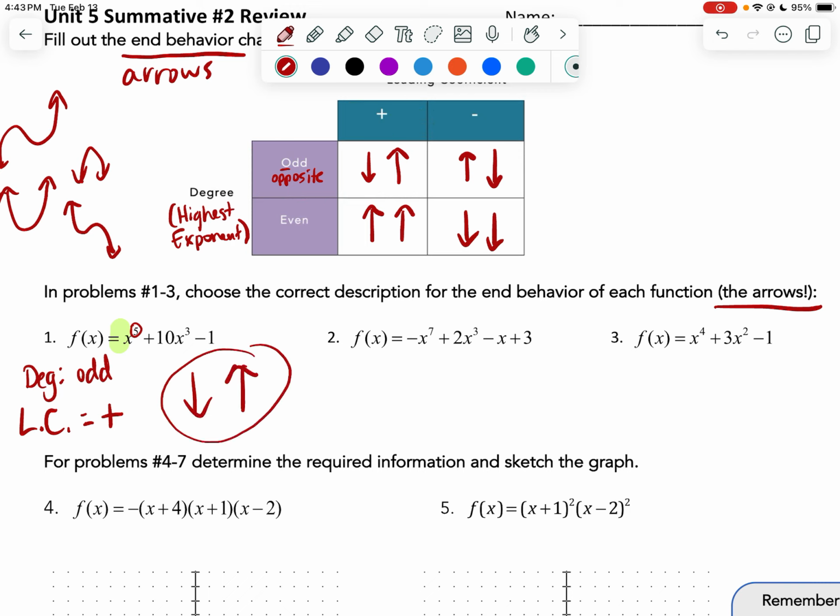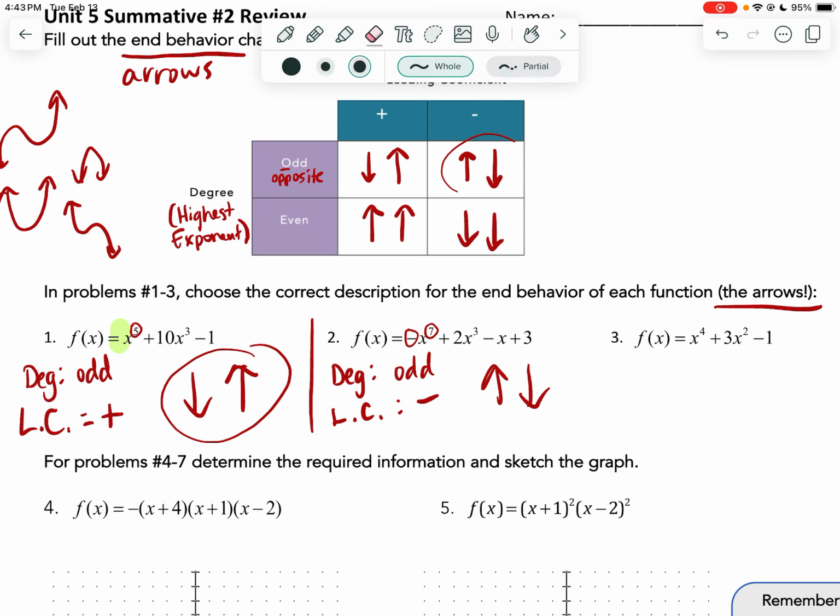Okay, that's it. So second one, that degree is 7. So that's another odd one. And then the leading coefficient on this one is negative. So odd and negative, that would be up, down. Okay, so maybe pause me, try number 3, and then unpause and check.